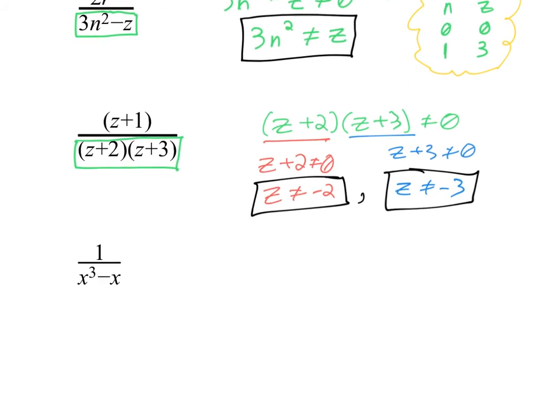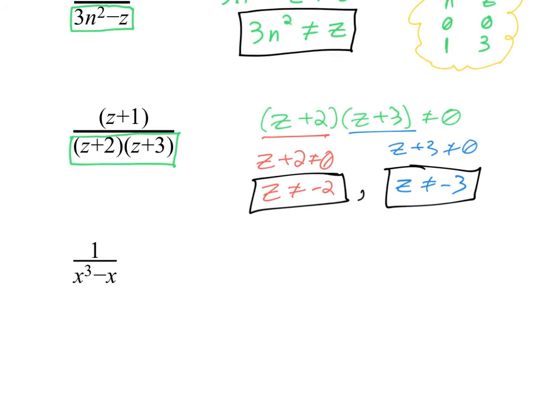Alright, our final problem for restrictions. So 1 divided by x cubed minus x. Before we go any further, let's factor the denominator as much as we possibly can. So looking at this denominator, I see there is a factor of x. So we're going to factor x out of the denominator. If we have x cubed and we factor out an x, we're left with x squared. And if we have x and we factor out an x, we're left with 1.